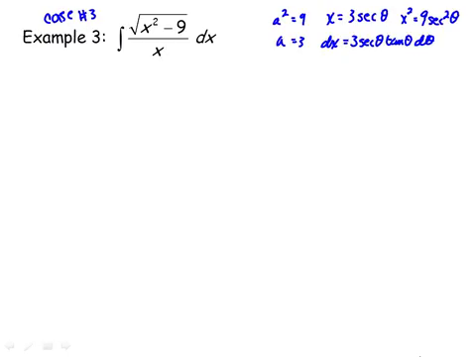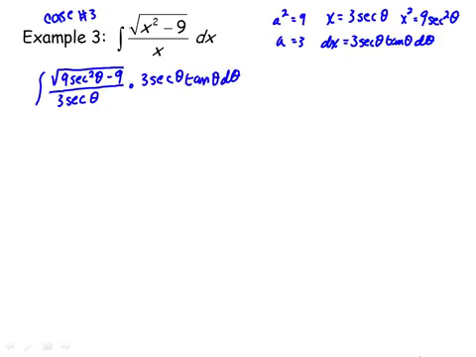Alright, so let's substitute in. So we're going to have the integral of the square root of x squared, which is 9 secant squared theta minus 9, over x, which is 3 secant theta, times dx, which is 3 secant theta tangent theta d theta. And again, if you want to go ahead and cancel out the 3 secant thetas now, you can. If you want to wait till later, you can do that too. It's all going to work out in the wash anyway, so it doesn't really matter.